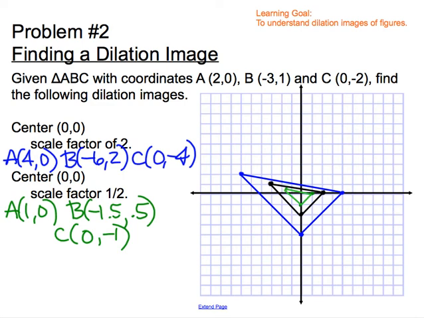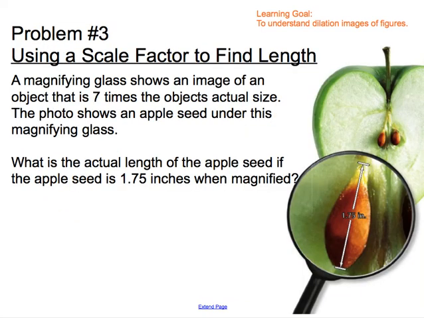So remember, as long as the center is at (0, 0), we can take each of the coordinates and just multiply by the scale factor. Problem 3 asks us to use the scale factor to find length. We have a magnifying glass that shows an image of an object that is 7 times the object's actual size. The photo shows an apple seed under this magnifying glass.